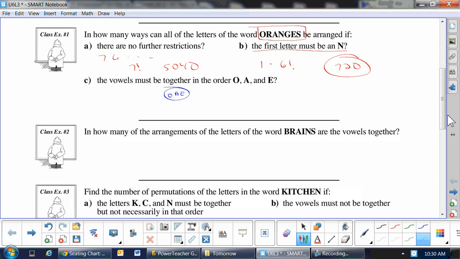So if I make them one thing, how many things do I have? How many? 5. Therefore, I would have 5 things, okay? Because it's not counted as a bunch of things. It's like one thing now. So that would just be 5 factorial. Because there's OAE, they're one thing, and then R, N, G, S. These are all my things. It's like, how many ways can I rearrange those things?